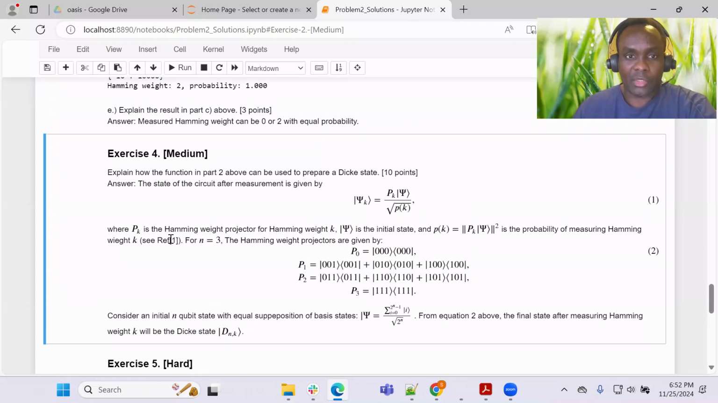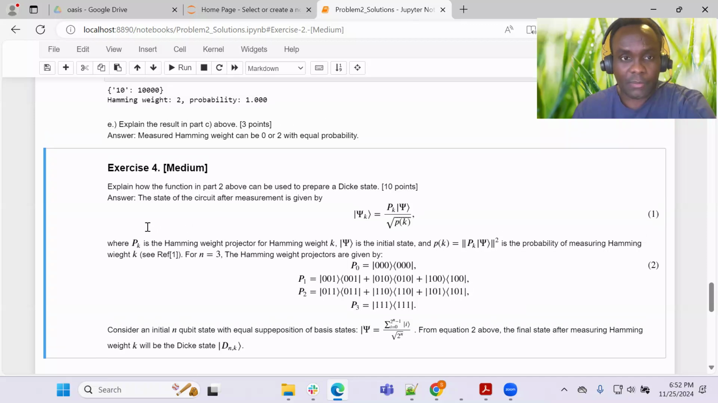Now, exercise 4 is also designated as medium difficulty. Here you're supposed to explain how the function in part 2 above can be used to prepare a decay state. This is worth 10 points.